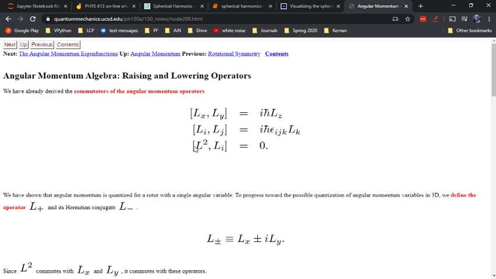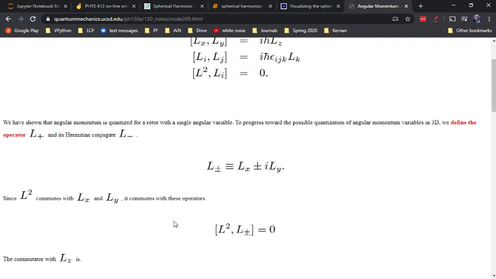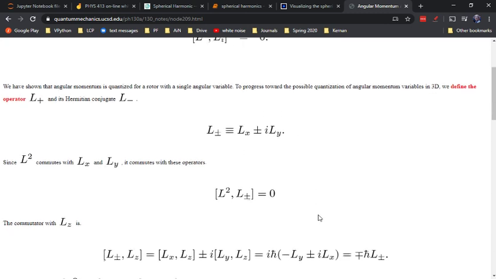Here are the commutator relations that we saw earlier for Lx and for any two of the components. It turns out you can also define a raising L and a lowering L that will take you up and down in terms of your M value. You just define them as a linear combination of Lx and Ly. The plus is Lx plus i Ly. The minus is Lx minus i Ly. So you can raise or lower just by applying this combination.